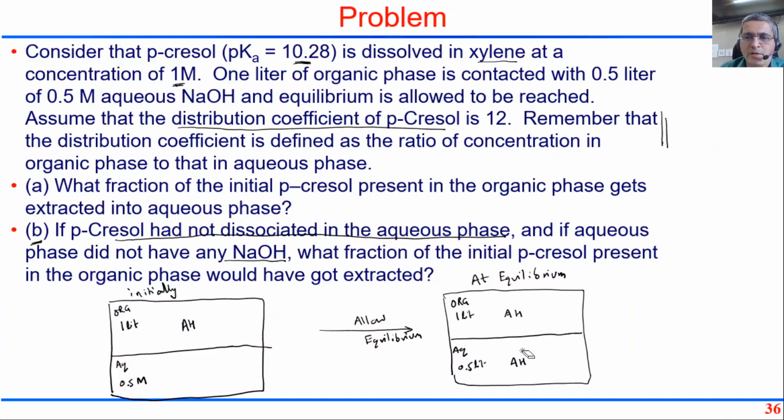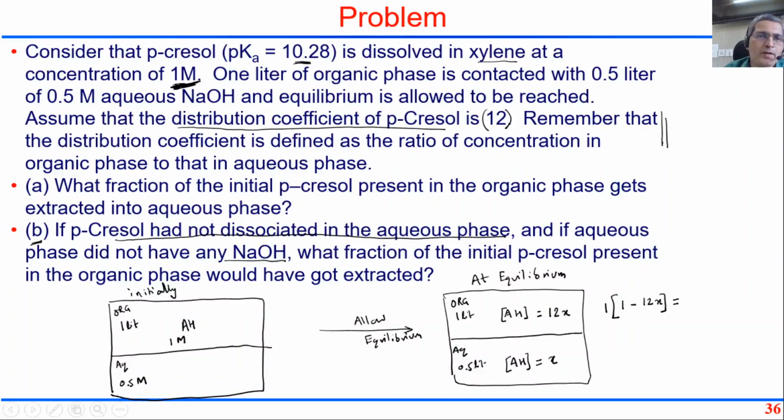Suppose the AH concentration in the aqueous phase is x. The distribution coefficient is 12, the ratio in the organic phase divided by the aqueous phase, so the organic phase concentration would be 12x. Do you agree with that? Now our material balance: what has got lost from the organic phase is 1 liter multiplied by the initial concentration of 1 molar, minus what is remaining, 12x.